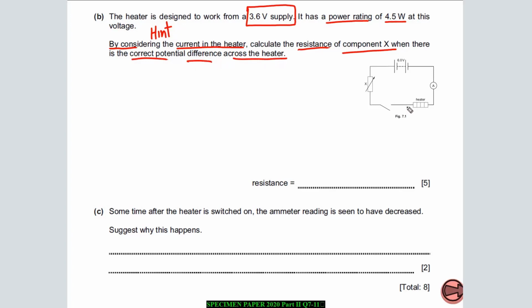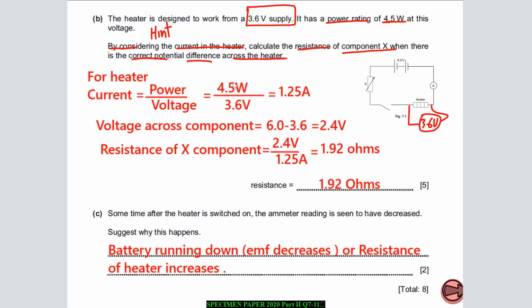So this is our heater. The potential difference across this heater is 3.6 volt. Its power rating is also given to us, but don't get confused with the voltage of the power supply. We need to consider voltage across the heater when it is operating normally. So first thing we need to find is the current in the circuit, and then we can use that current to find the resistance of the variable resistor. Let's try to see how we can answer this.